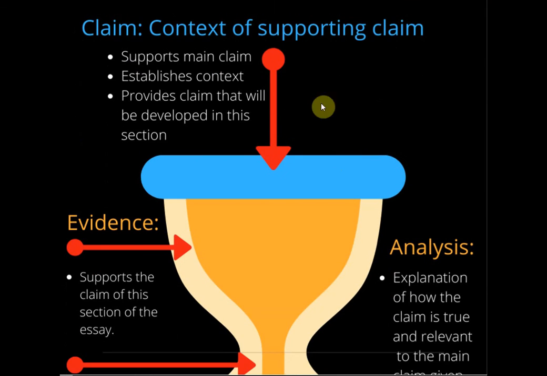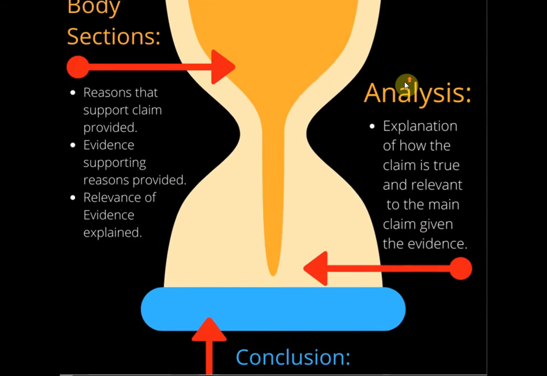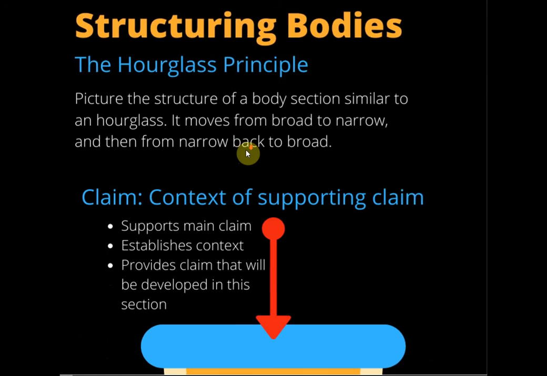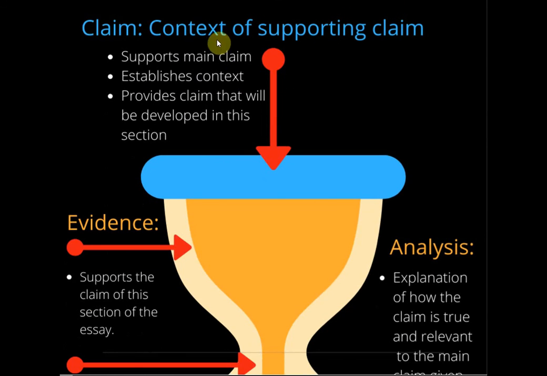At the beginning of that body paragraph or body section, I might actually give you the context of my supporting claim, or as we call it up here, my reason. Okay, I'm going to give you a context for that. So I'm going to talk just about this one point and give you the context of this one point, and then I'm going to give you my main reason or supporting claim. I'm going to provide this claim and I'm going to develop it in this section.